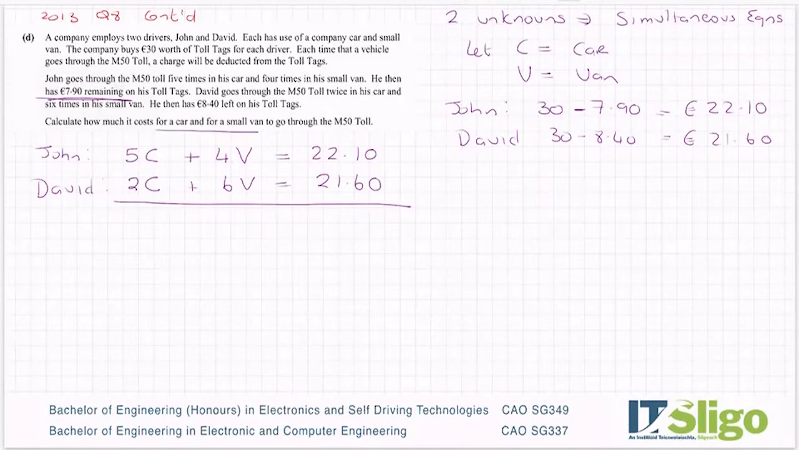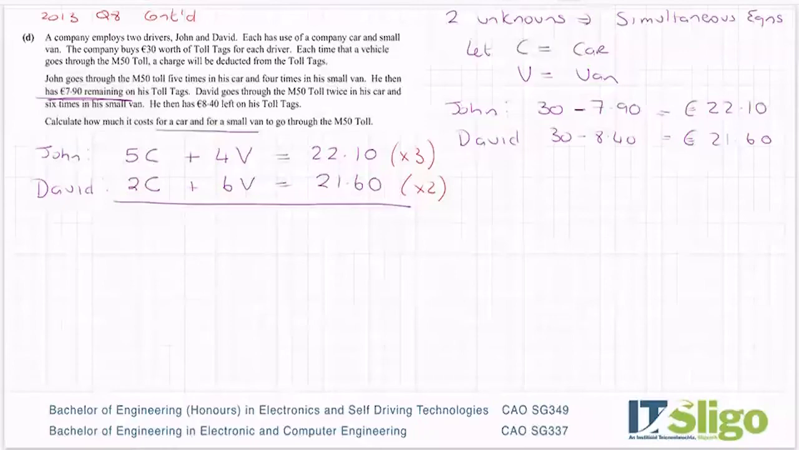This one didn't. It gave you the question all in one go, which is calculate the costs for a car, so I have to figure out what C is, and a small van, so I have to figure out what V is, to go through the M50 toll. So I have to cancel one of the letters. It doesn't matter whether I cancel the C or the V. One doesn't look easier than the other. I could bring them up to 10, or I could bring these up to 12. So I'm going to just bring the V's up to 12. So I'd have to multiply the top one by 3 and the bottom one by 2.